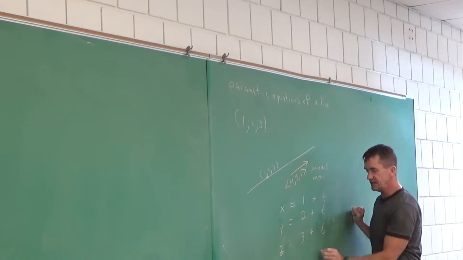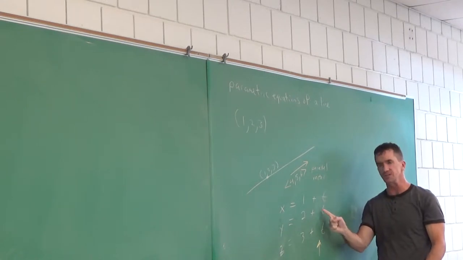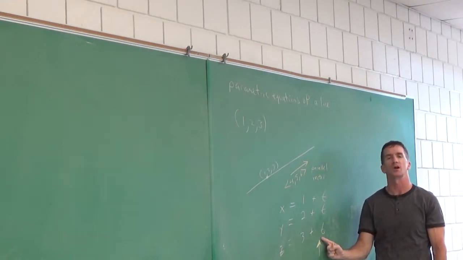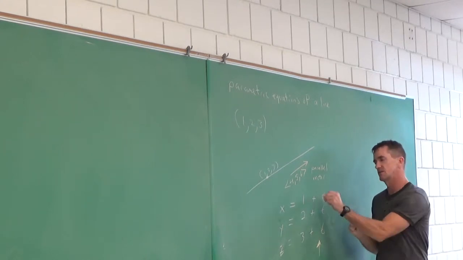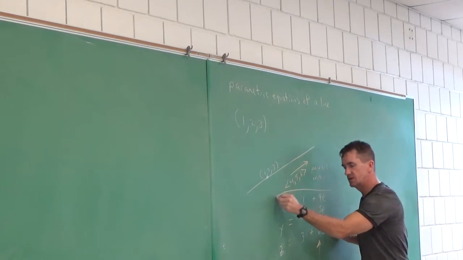In front of these t's, everyone, I need you to put the parallel vector. So I'm going to draw an arrow right there. Right in front of these, the coefficients to these t's must be your parallel vector. And this will be your parametric equations line. So what goes here? 4, 5, 6. There's the answer. You can put a box around it.